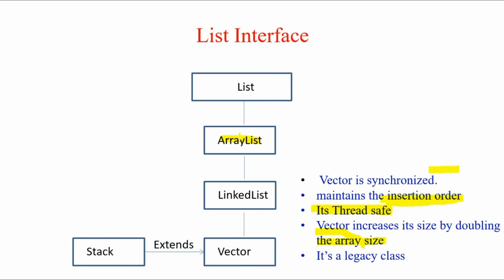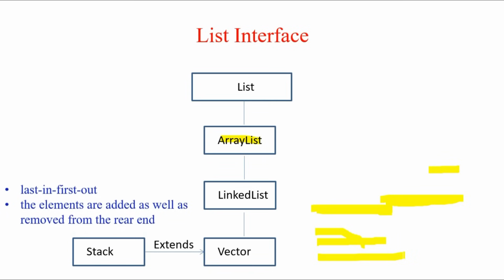So this was a difference between array list and vector. Array list increases its size by 50%, but vector just doubles its size. Whenever the capacity of the vector is completed, and you want more elements to be added to it, then it will exactly double its size. And basically it's a legacy class, but it's an important one.